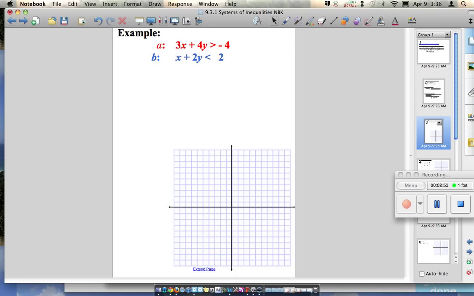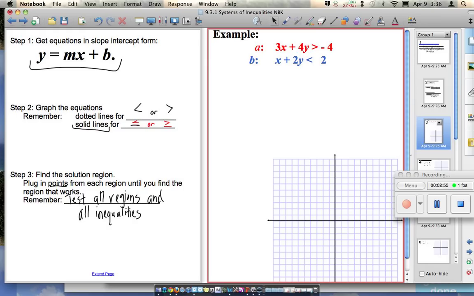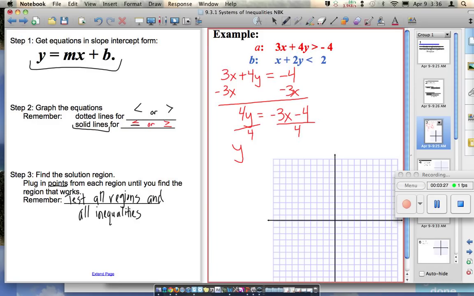So our first step, like we talked about, was to get it in y equals mx plus b form. So I'm going to take the red equation, and I'm going to do that first step. I have 3x plus 4y equals negative 4. I'm going to move things around until I get y alone equal to something x plus b. So let's see, I'm going to take off 3 x's. I get 4 y's alone, equals negative 3x minus 4. And then I'm going to divide everything by 4, because I want 1 y. So step 1 is done for my first equation.